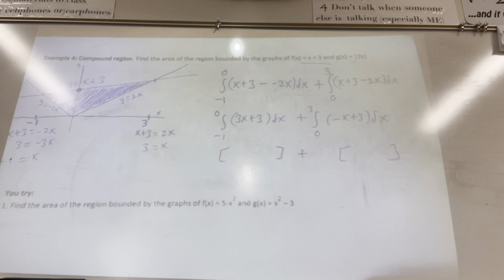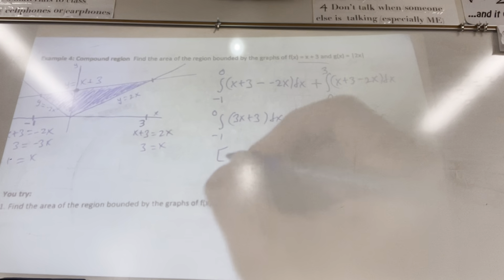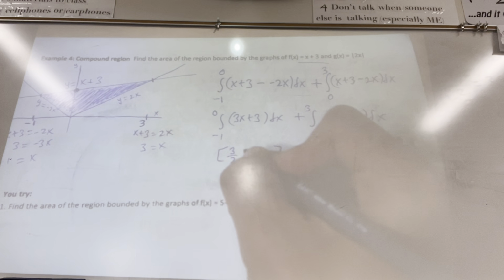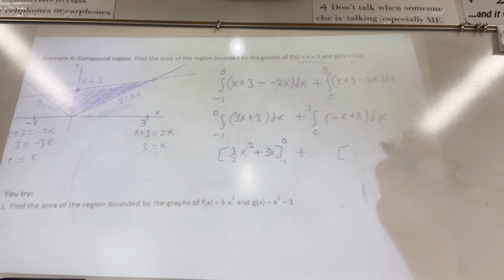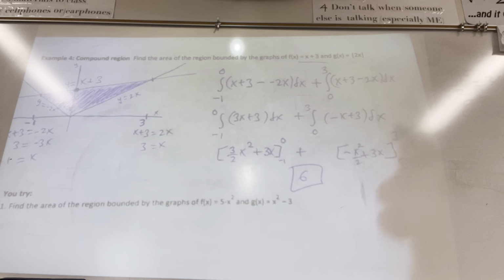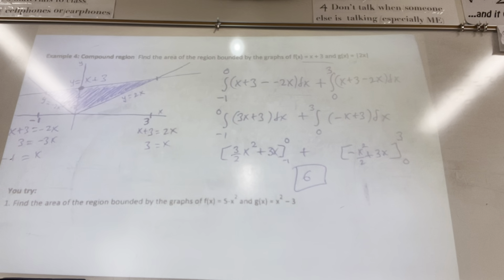Okay, we got, what's the first one? What did you guys get? 3 halves x squared. Okay, so 3 halves x squared plus 3x from negative 1 to 0. And then this one, negative x squared over 2 plus 3x, and then from 0 to 3. And then you guys will solve it out at the end. The final answer is 6.